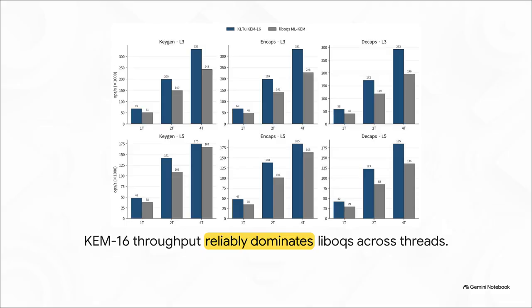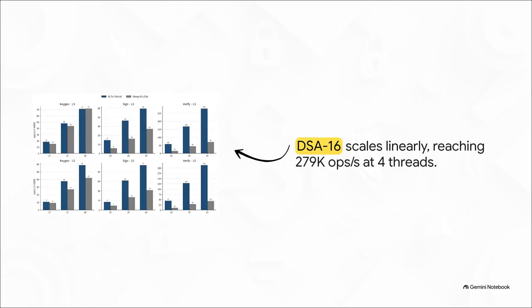When we start looking at concurrent workloads, the throughput scaling is just fantastic. KEM-16 reliably dominates the ML-KEM reference library across 1 to 4 threads. It safely supports those high-frequency cryptographic loads without stalling out at all, constantly pulling from its dedicated entropy substrate with 0 dropouts. But honestly, the DSA-16 plane is where the throughput gains are truly jaw-dropping.